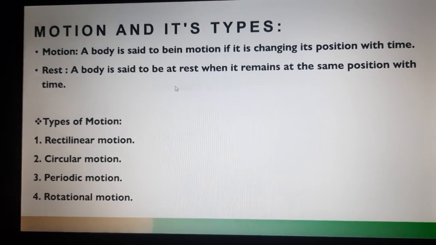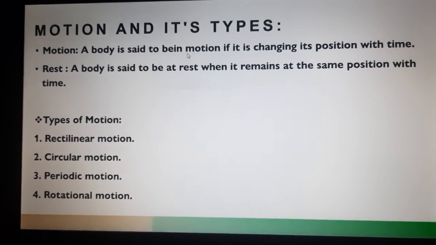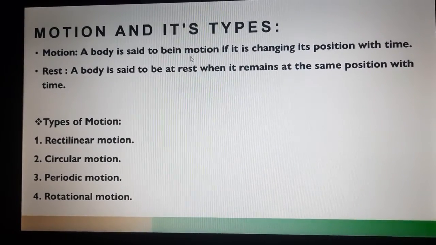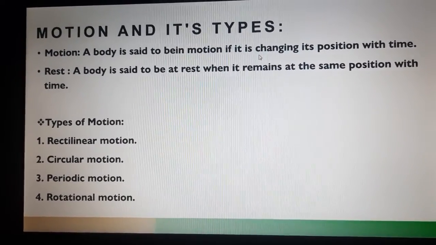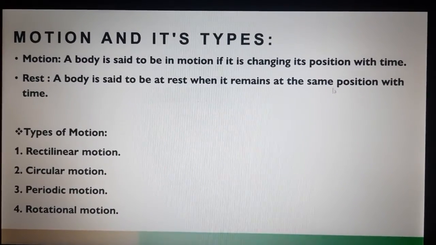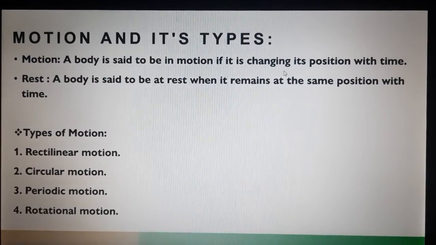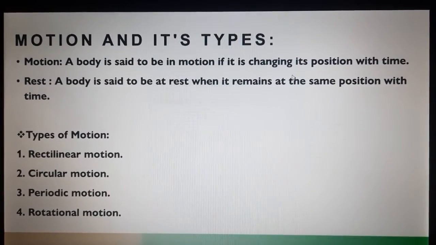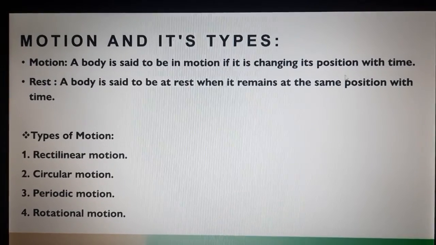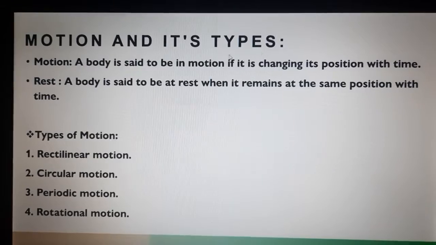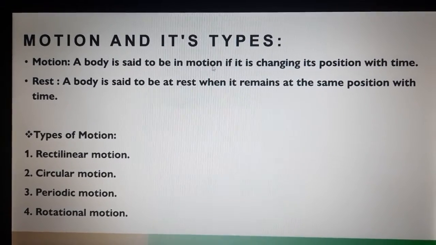Now we will see motion and its types. What is motion? A body is said to be in motion if it is changing its position with time. So, if the position of the object is changing with time, then the body is said to be in motion.